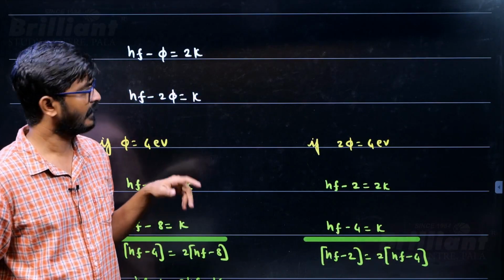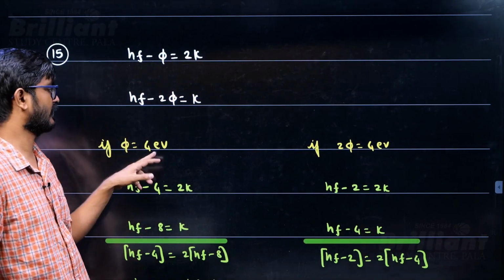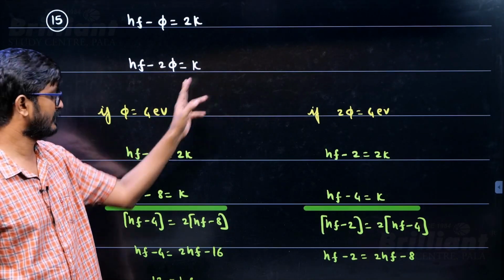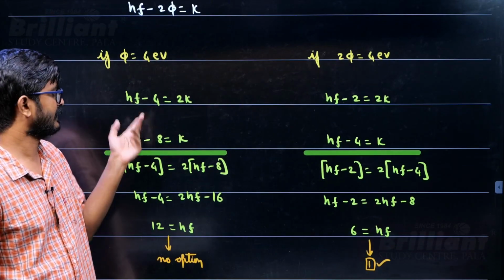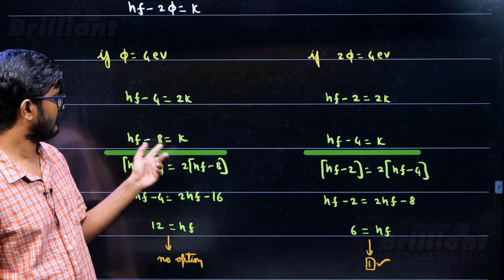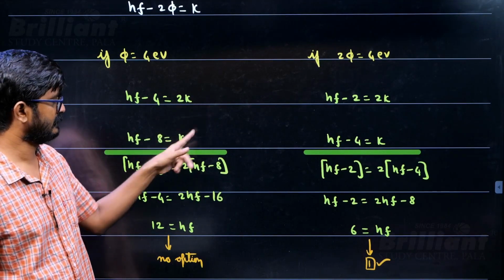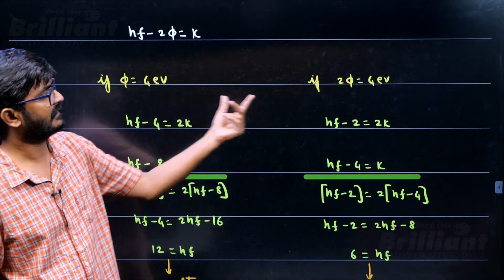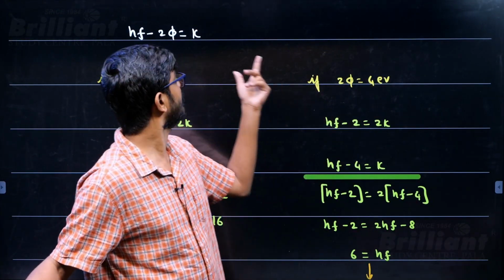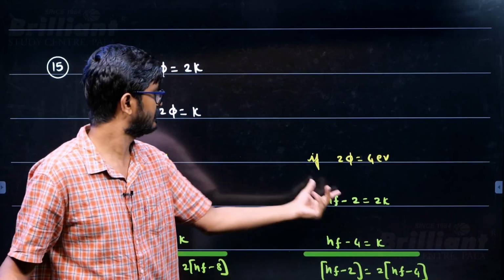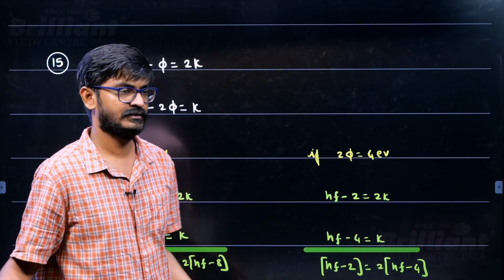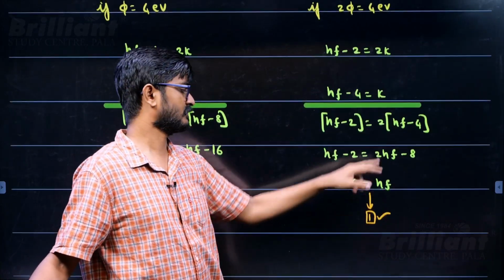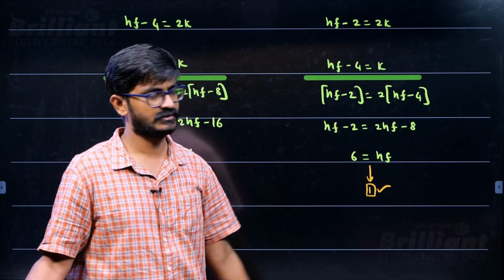So I am checking what happens if phi is 4 electron volts. Then the first equation turns out to be this one and the second equation this one. I can substitute k as hf minus 8 and solve, but none of the options is matching. Now what happens if 2 phi is 4? Then the first equation turns out to be this one, the second equation this one. Again, instead of k I will write hf minus 4. When I solve it, I get hf as 6, which gives us option 1.